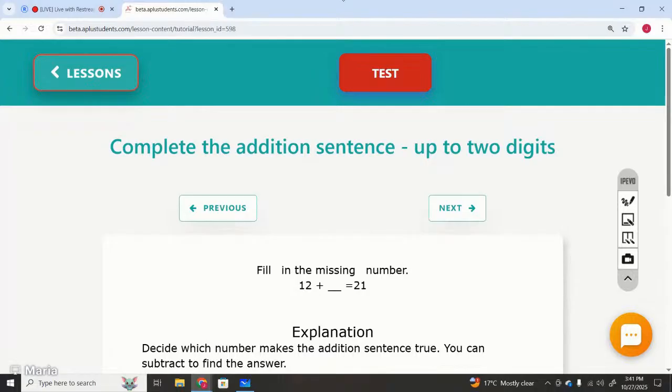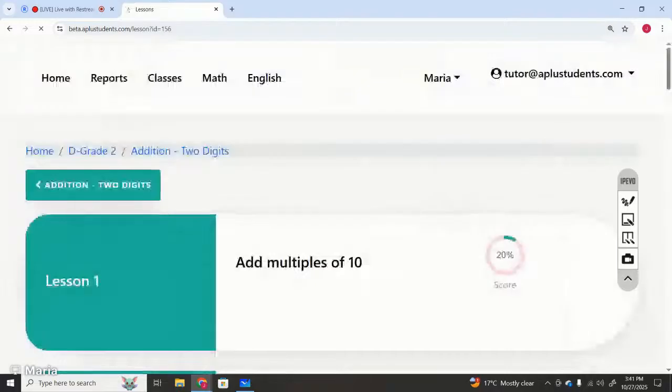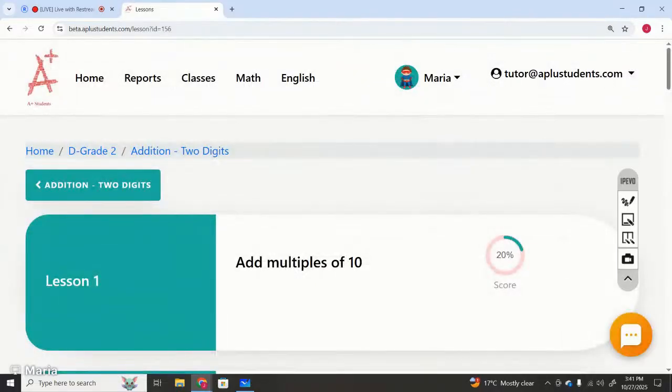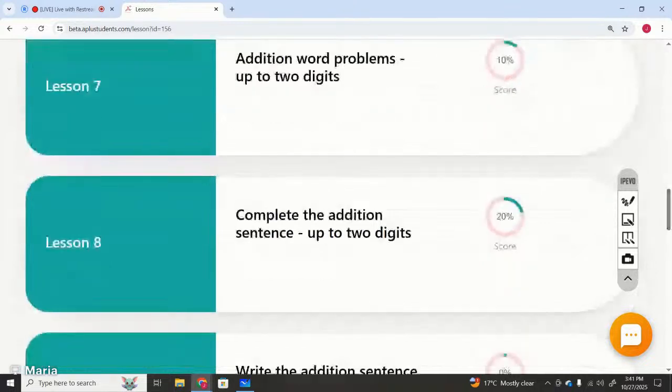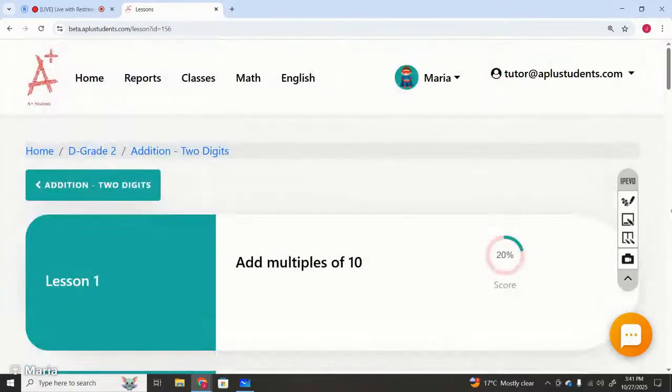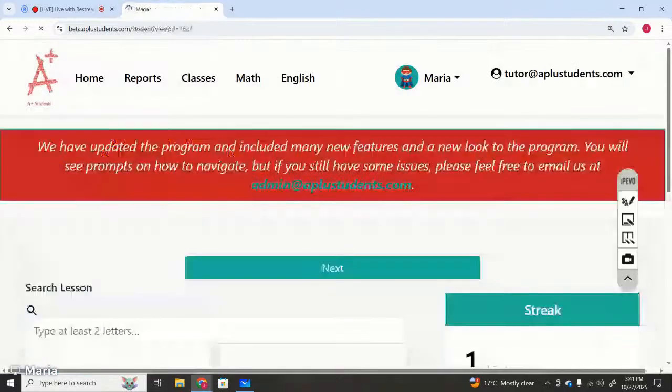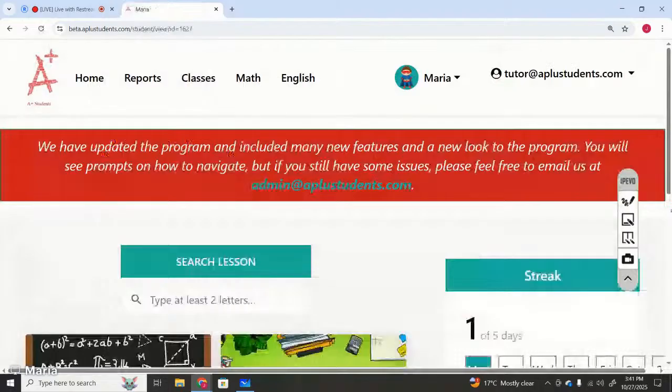So we were working on grade 2 math. The chapter we were working on is addition two digits. The lessons we have covered today are addition two digits, write additions, ways to make a number using addition, addition word problems up to two digits, complete the addition sentence up to two digits. So please make sure before the next session you complete all the practice questions for the lessons you just did. That is your homework until next session.